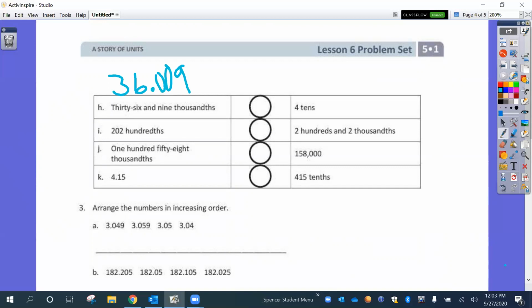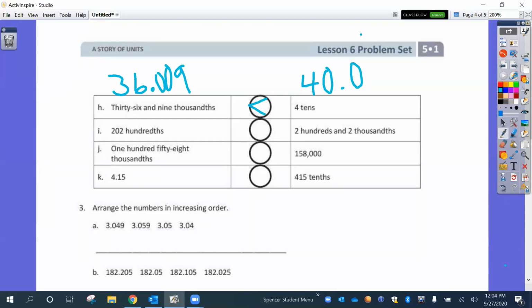This is versus 4 tens. Now that's in unit form, so we have to rewrite it. Now that we've rewritten it, let's make sure we show the decimal with the 40. It would be 40 and 0 tenths. We can quickly see that 4 tens is greater than 36 and 9 thousandths.